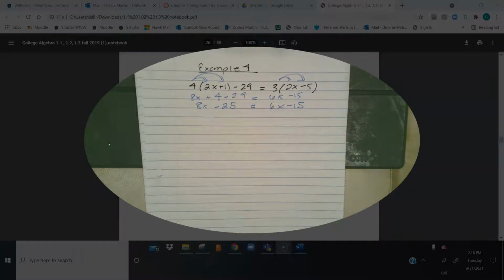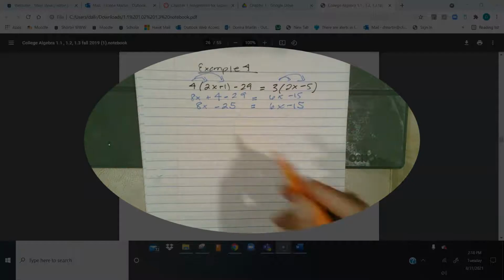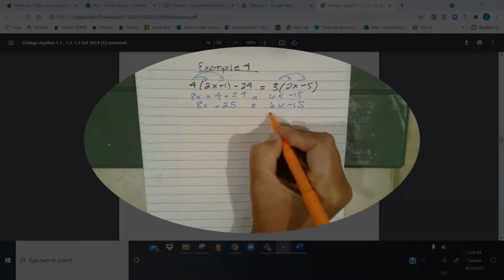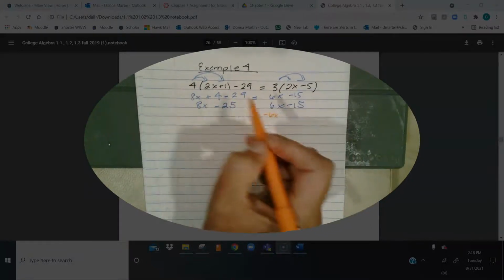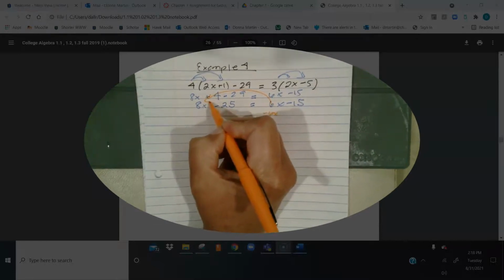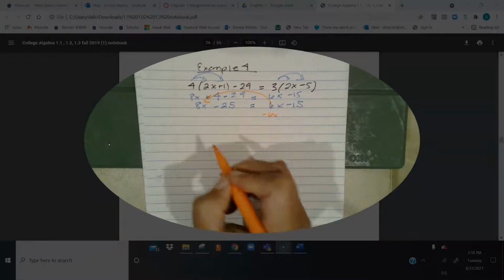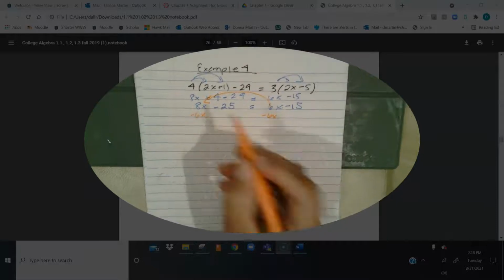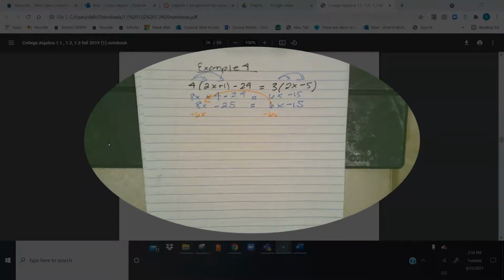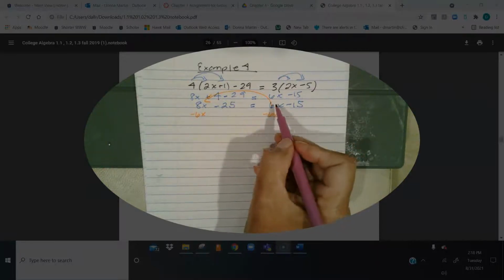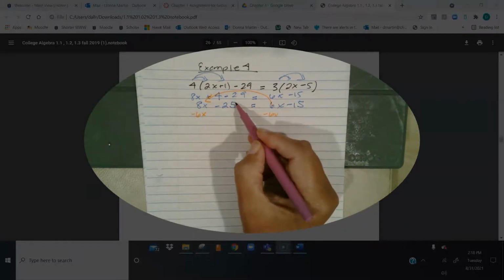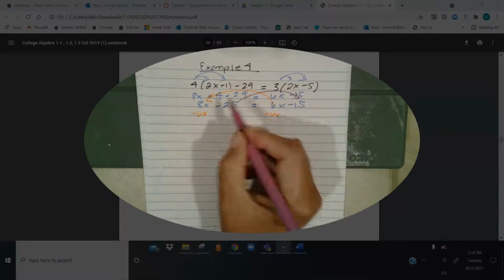I always move the smaller linear term first. The smaller one's 6x, so I'm going to choose to move the linear term to the left. And I'm just going to draw myself an arrow that's where I'm going. You don't have to draw the arrows. They're there for informational purposes. So my linear terms go to the left. That means I'm going to take my constants and move them to the right.